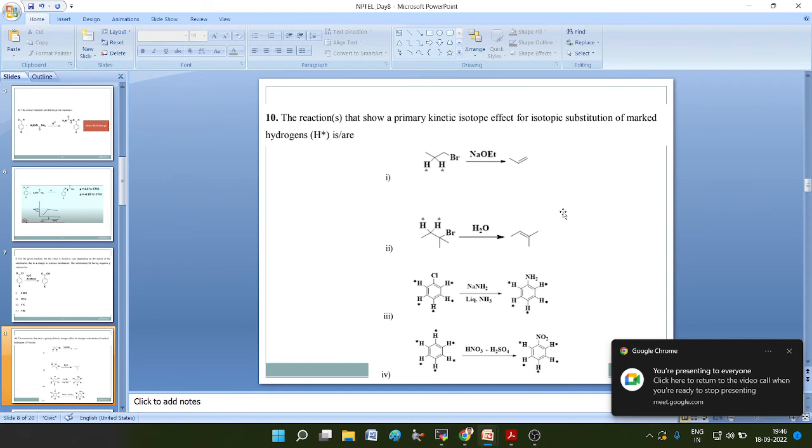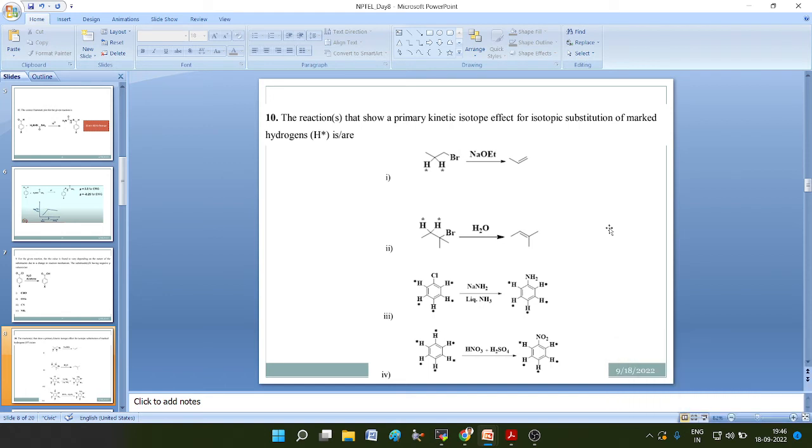So if I say the answer directly, it is option 1 and then option 3. And why not 2 and 4? That I will say first. Why not option 2? Because it follows an E1 mechanism. Why E1 mechanism? There is a tertiary carbocation formation. So basically carbon bromine breaking is the rate determining step.